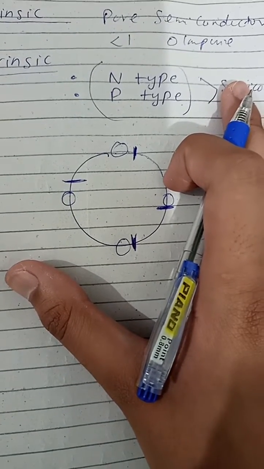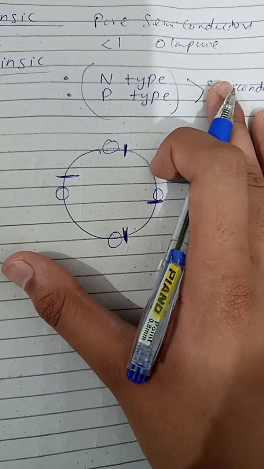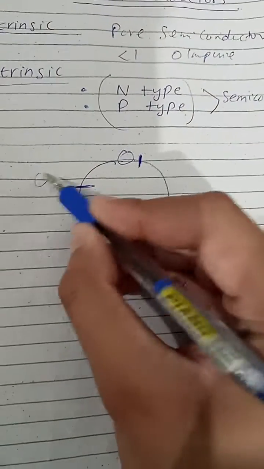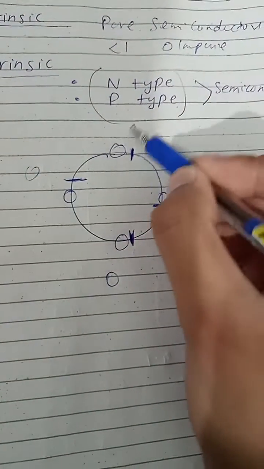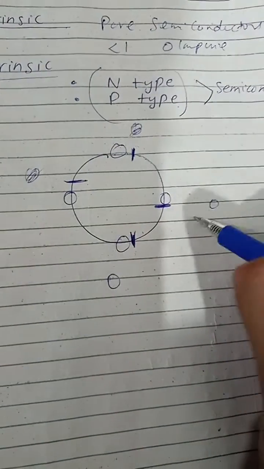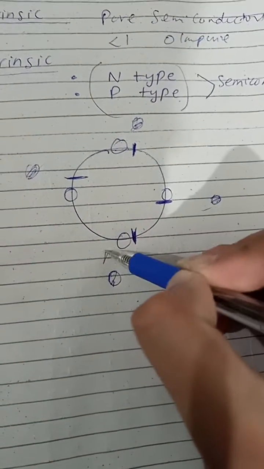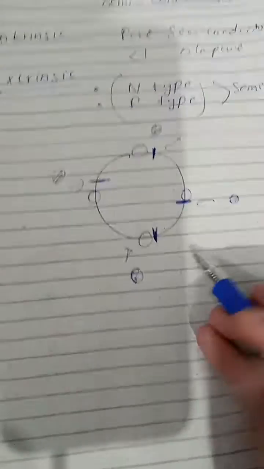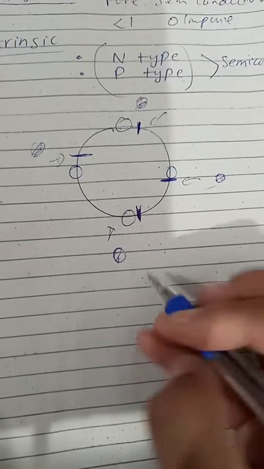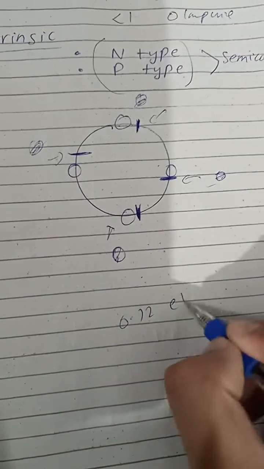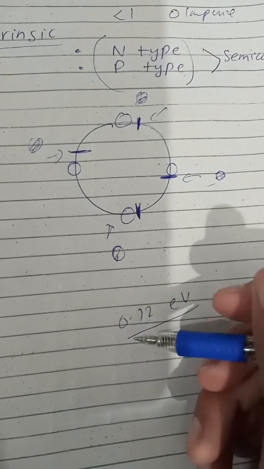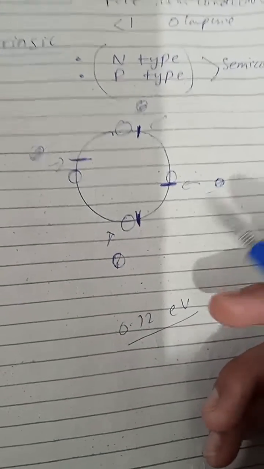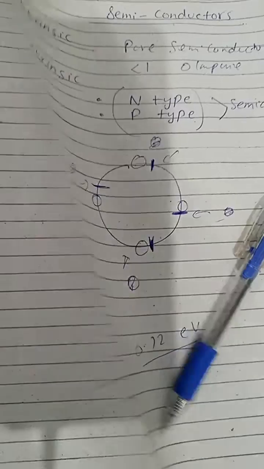So how do some semiconductors behave at high temperature? If there are some more electrons, they are attracted and go there, but it needs a specific temperature to go there actually. So a semiconductor at high temperature needs about 0.72 electron volt for germanium or 1 electron volt for silicon actually.